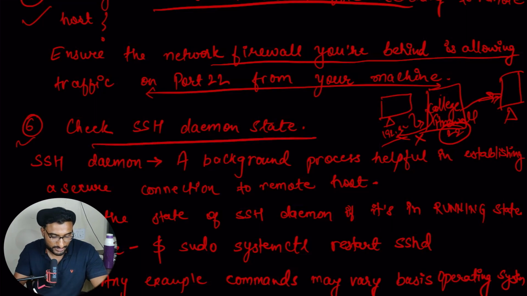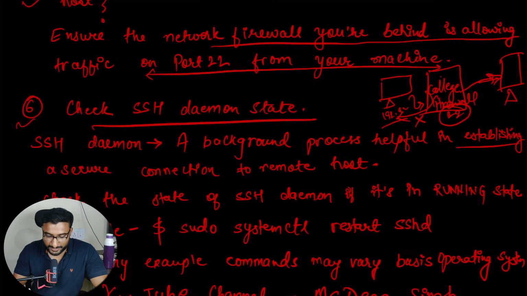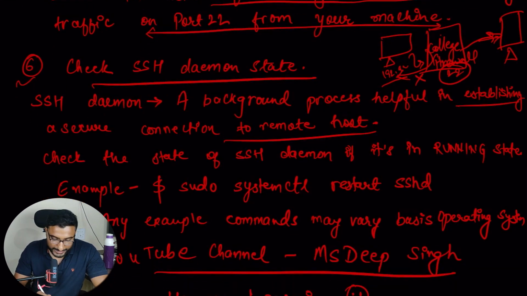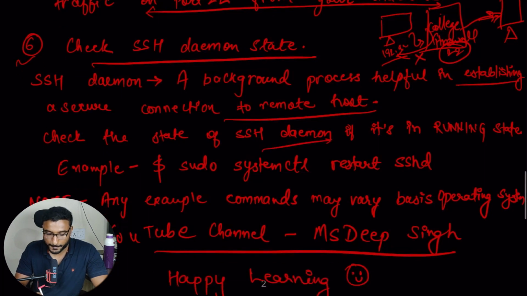You have to check the SSH daemon state. First of all, what is the SSH daemon? The SSH daemon is a background process which keeps on running, which helps you to make a connection to any of the remote hosts which you are maintaining. So it is a background process helpful in establishing a secure connection to a remote host. You have to validate that the state of this SSH daemon is running. Okay, it should be running.